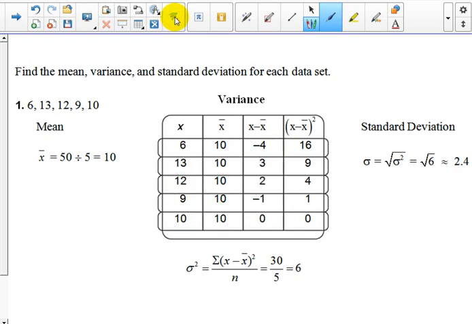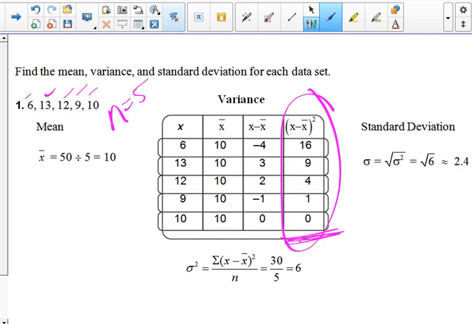Okay, so now we've got that column. The last part is to square each one of those. Negative 4 squared is 16. 3 squared is 9. 2 squared is 4. Negative 1 squared is 1. And 0 squared is 0. So now we've got a good majority of our variance calculated. So now we have to take the sum of these and then divide it by the number of elements, 1, 2, 3, 4, 5. So our n equals 5, right? So when you add 16, 9, 4, and 1, you get 30 divided by 5, which is 6.